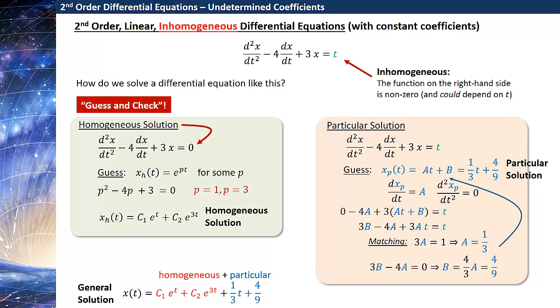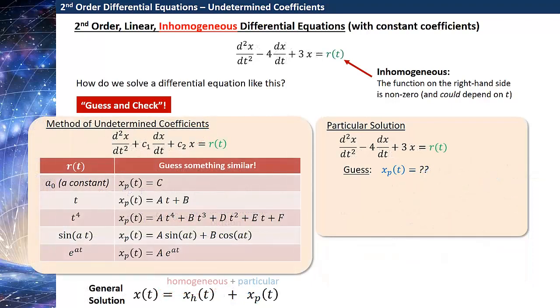And this technique is going to apply more generally. We're just going to make a guess depending on the r of t we have on the right-hand side. According to this table, or more generally, you're just going to guess something similar to the function on the right-hand side. That's what we're ultimately after. And once you've found the particular solution, the general solution is then the sum of the homogeneous solution and the particular solution.